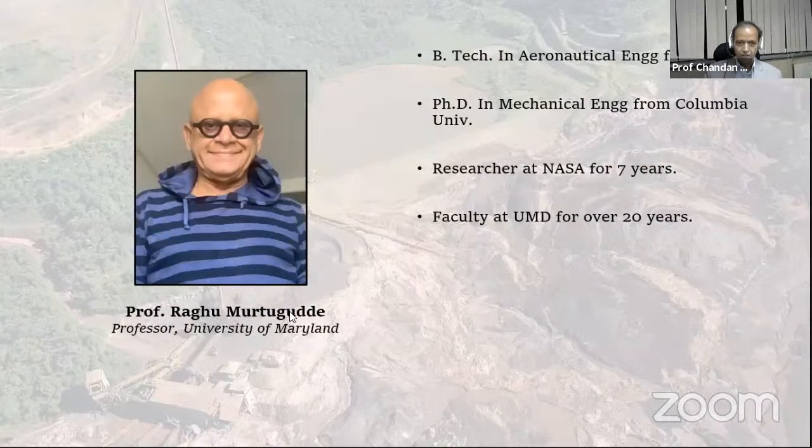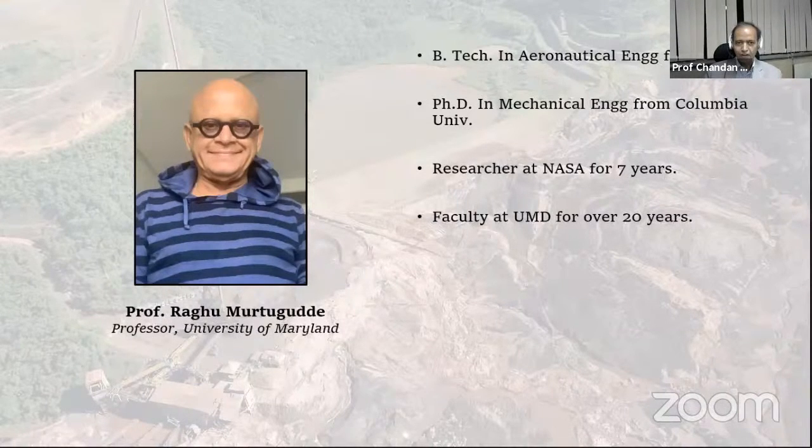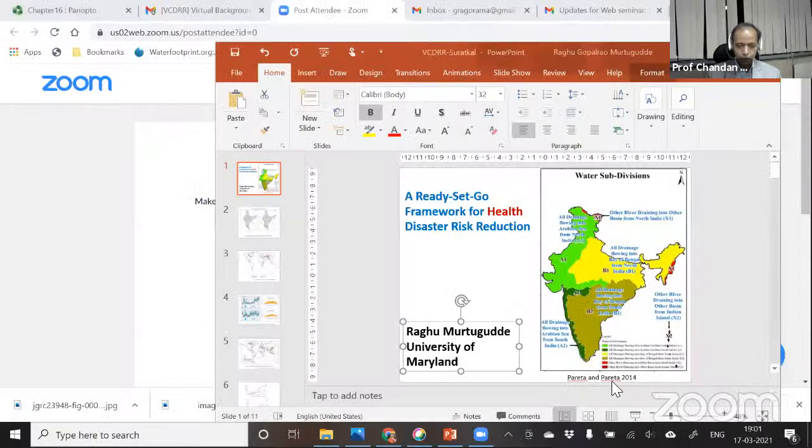Now let us go to the third presentation today. Professor Raghu Murthugadde, professor at University of Maryland. He has a BTech in Aeronautical Engineering from IIT Bombay and a PhD in Mechanical Engineering from Columbia University. He was a researcher at NASA for 7 years and has been faculty at UMD, University of Maryland, for 20 years. So we have a versatile speaker, not directly related to civil engineering, but we are fortunate to have you, Professor Raghu, to share your multidisciplinary experience, especially on early warning that you are going to give us. Welcome. Now, the floor is yours.